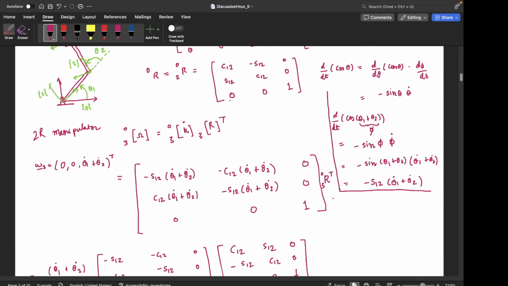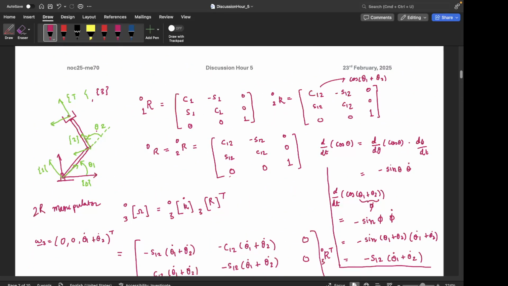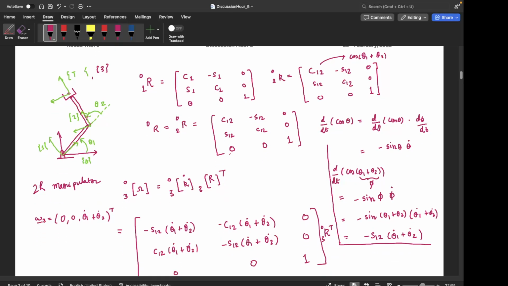So for an n degree of freedom manipulator, the end effector's angular velocity would be just theta 1 dot plus theta 2 dot plus theta 3 dot and so on, given that all the z axes are parallel. So you can add it up if all z axes are parallel, which is the case of a planar manipulator. For a non-planar manipulator, we can still do addition like that, but we'll have to take care of the vector addition and properly transform them to get the velocity in the correct frame.